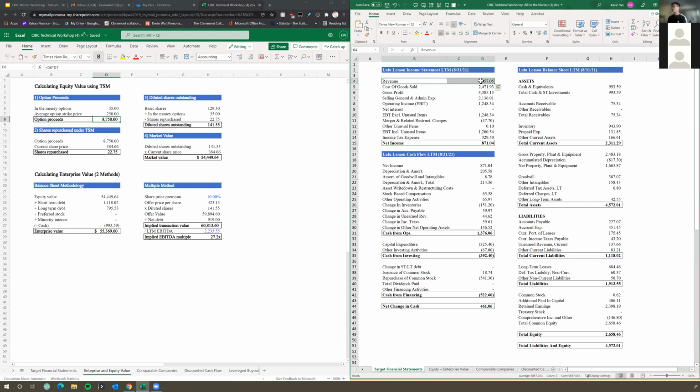When we start at the revenue line, this is essentially the amount of money generated from a company's operations that is available to all the stakeholders. And so we take out the cost of goods sold, get the gross profit, take out SG&A, and we arrive at this thing called EBIT, this thing called operating income.